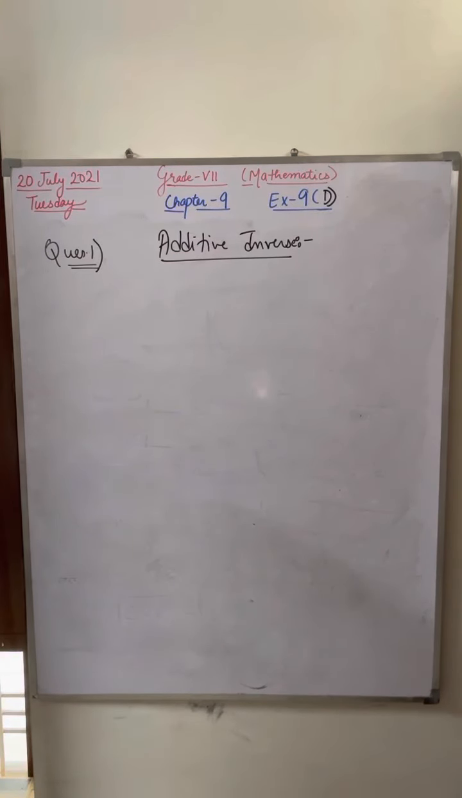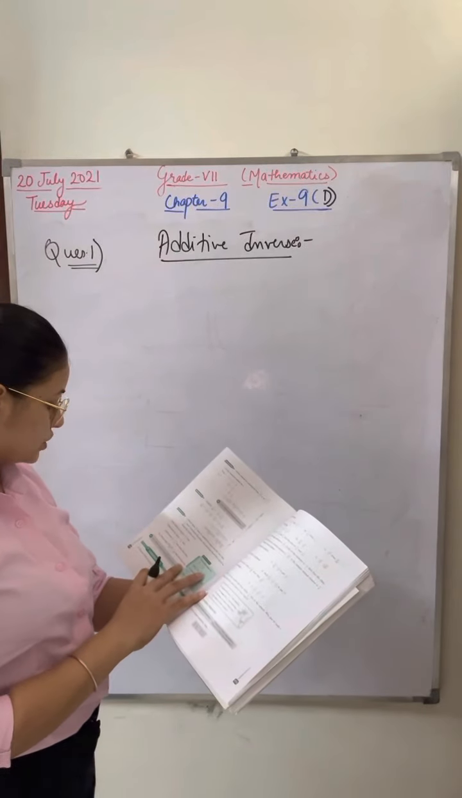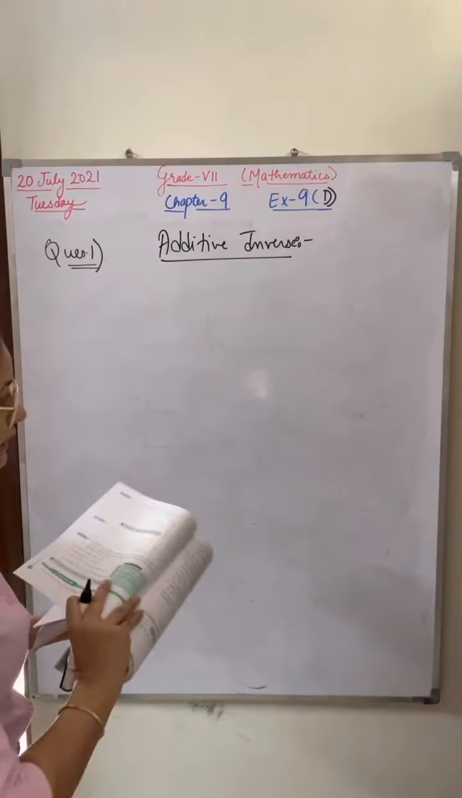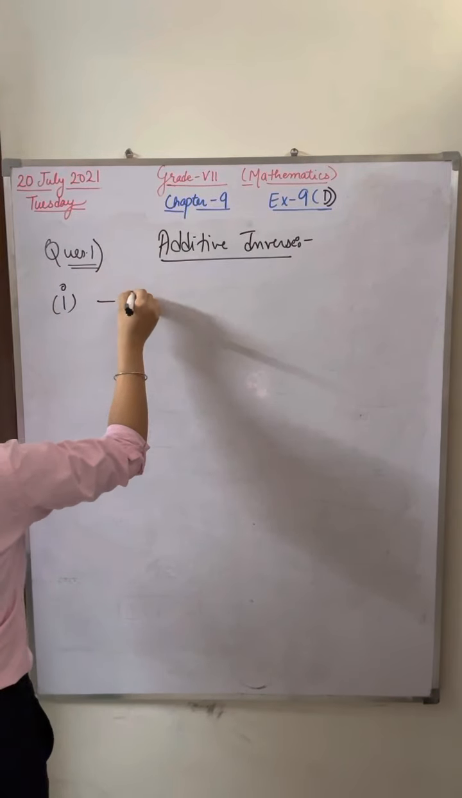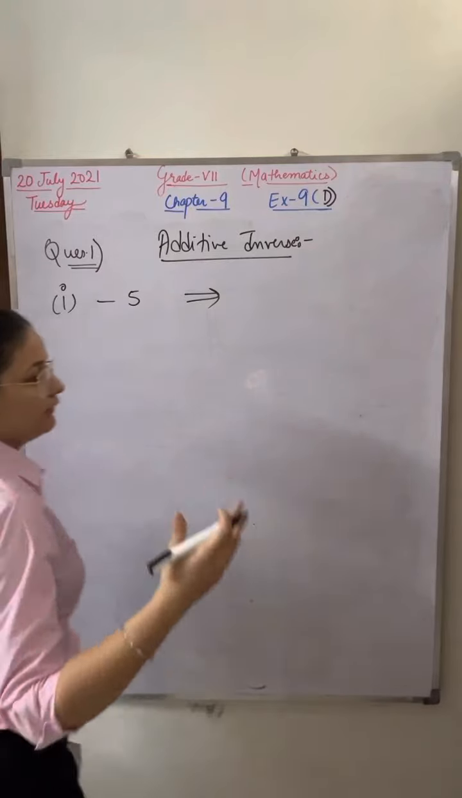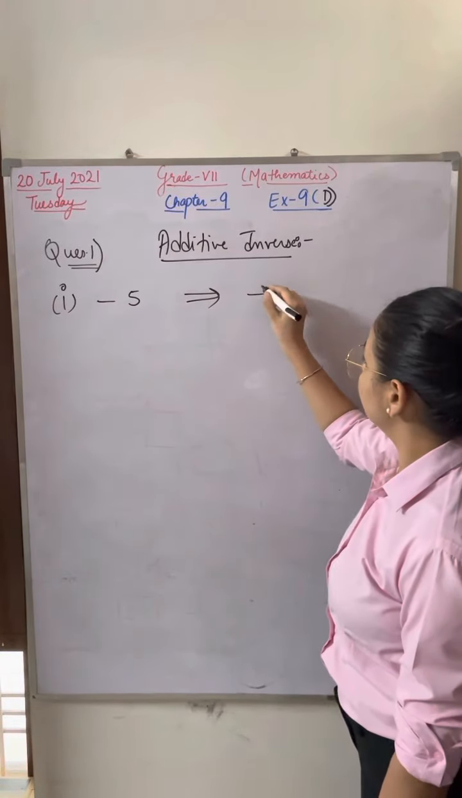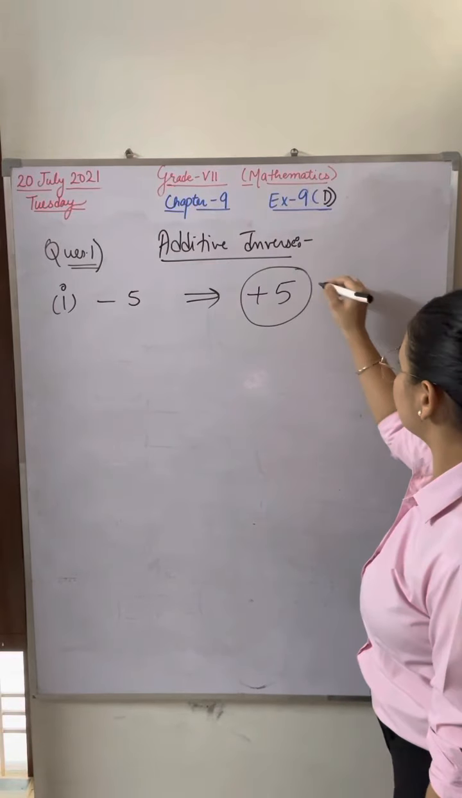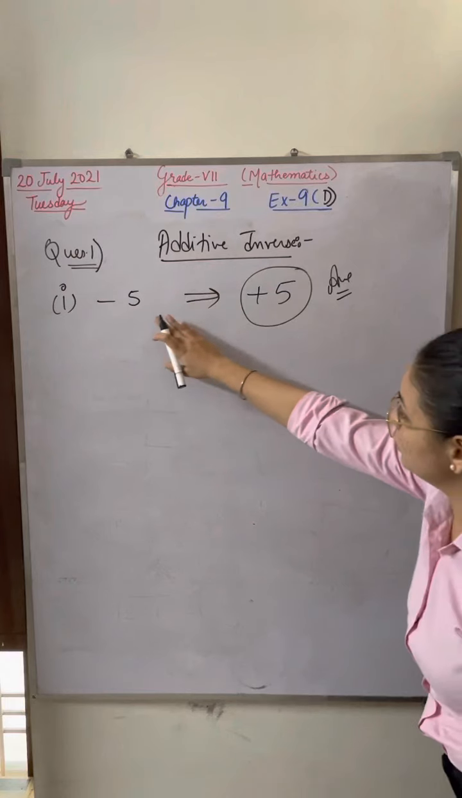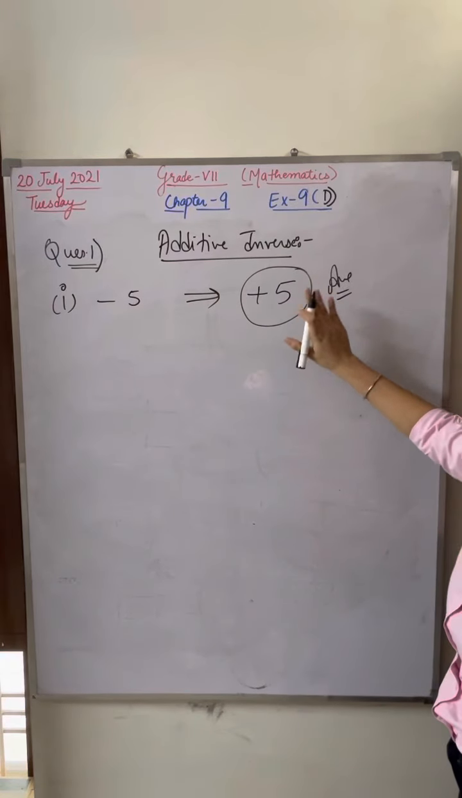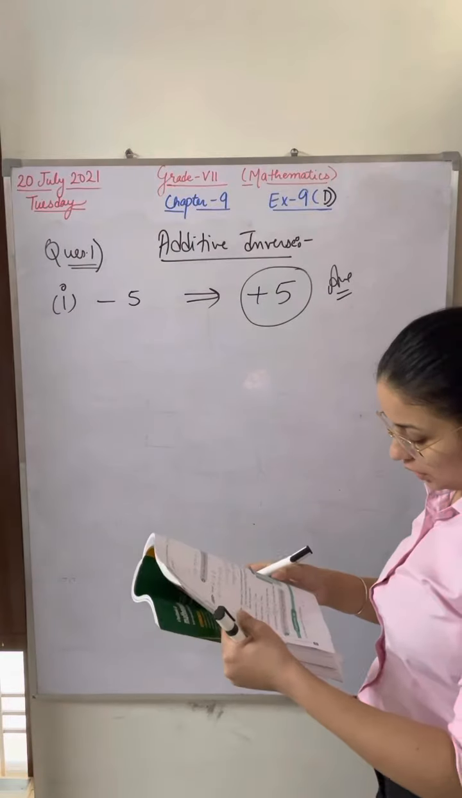So for the first part they are asking the additive inverse of -5. I'll tell you what is the meaning of additive inverse. Any number which is given to you, if the number is given in negative form, your answer will be positive. This is the additive inverse. If the question is given in negative form, then you write the number as it is, but in the opposite form.